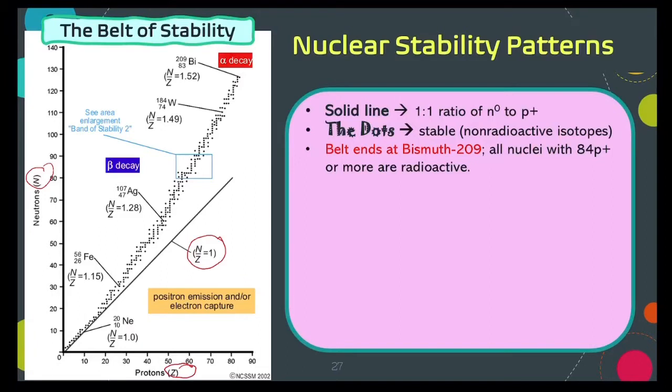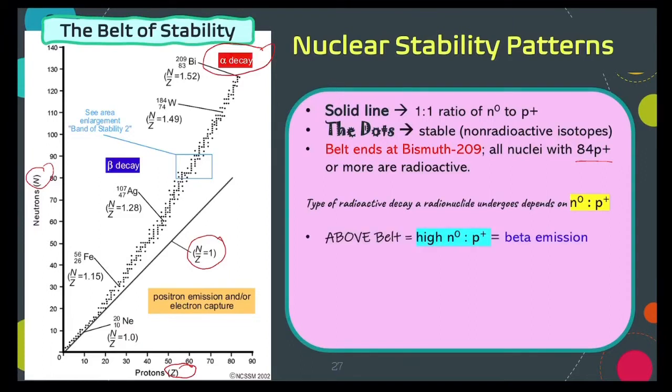Now, notice alpha decay appears at the top of the belt. So alpha decay is likely to occur in nuclei with 84 protons or more, because those nuclei are then considered radioactive. The type of radioactive decay a radionuclide undergoes depends on the ratio of the neutrons to the protons.